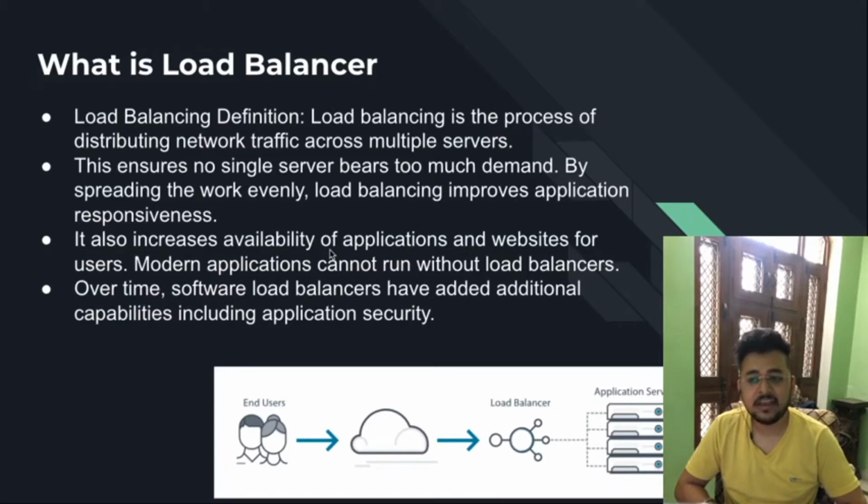Load balancing is the process of distributing network traffic across multiple servers. When we say multiple servers, generally these are servers hosting the same application. This ensures that no single server bears too much demand. That means, let's say if I have 3 servers, I will create an algorithm such that the traffic gets divided into 3 parts and gets segregated to all 3 of them instead of a single server which is bearing a lot of it. By spreading the work evenly, whatever application you are serving will have better responsiveness.